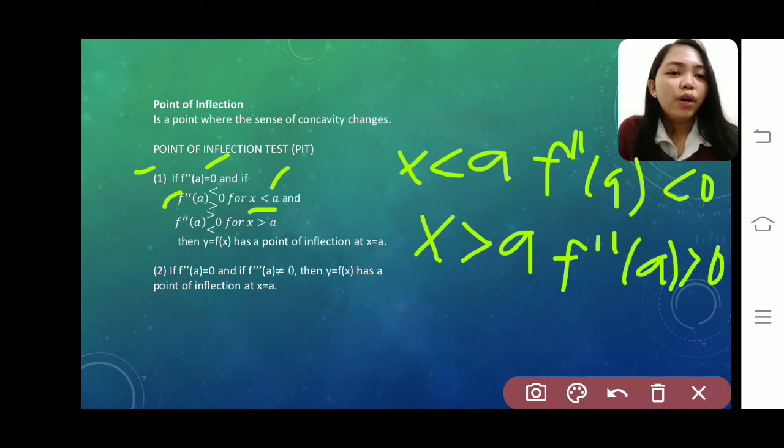So, pwede rin naman na halimbawa, kinonsider mo na x greater than a yung una mong tinest, and then lumabas ay less than 0.